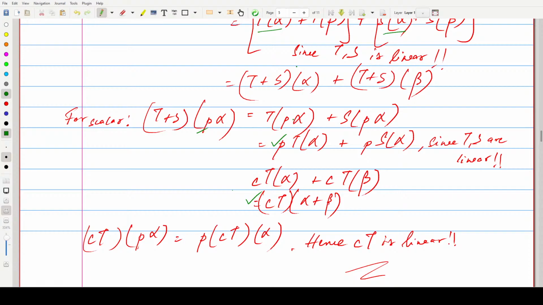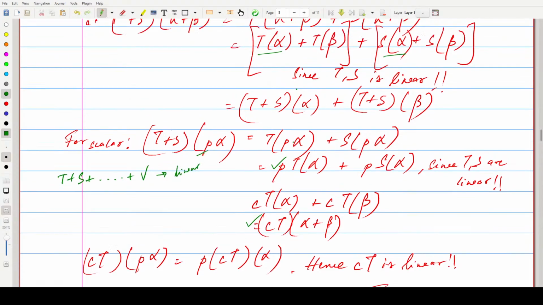So essentially, we see through all this that any number of things, T plus S and so on, is essentially linear. And how do we say that? Okay, we have checked this for just two entities. So how can we infer this for so many entities?